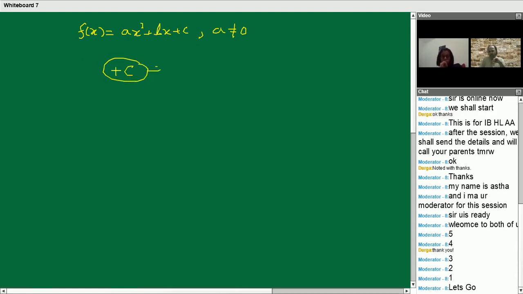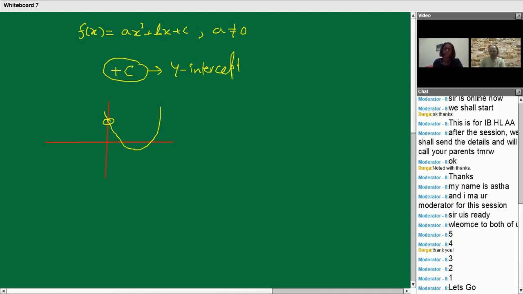this indicates the y-intercept. Y-intercept means if we try to draw any quadratic equation, it would be a parabola. So the y-intercept is the point where it meets or intersects the y-axis. If it is above the origin, the value of c would be positive. If it is below the origin, then it would be negative.